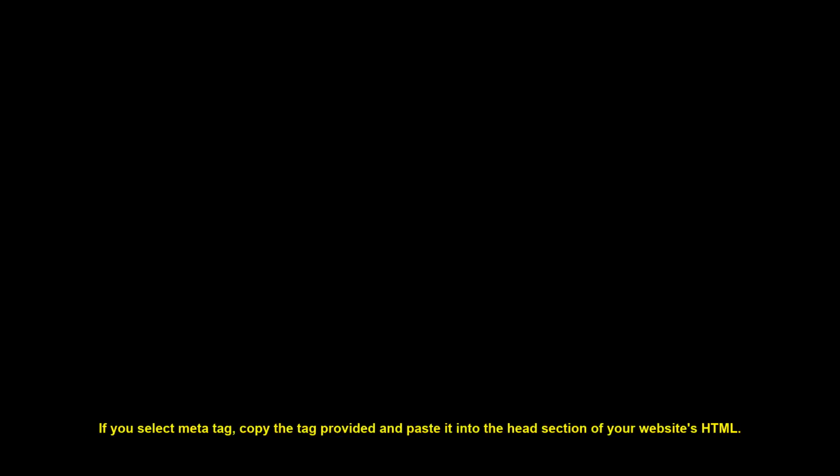If you select meta tag, copy the tag provided and paste it into the head section of your website's HTML. For DNS verification, add the TXT record given to your domain's DNS settings. After completing your chosen verification method, return to Bing Webmaster Tools and click the Verify button.